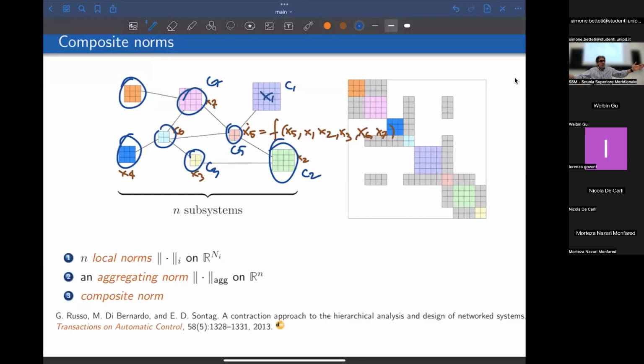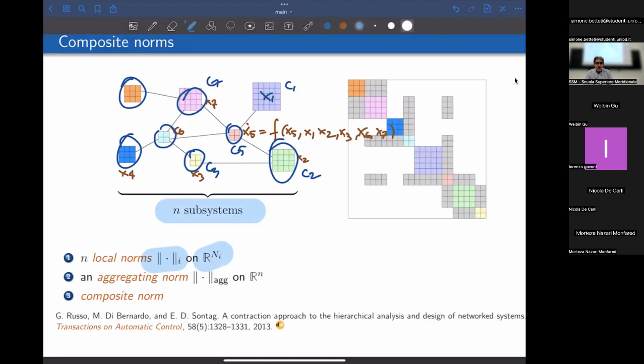Maybe the nodes are all more or less identical. Perfect, use the same norm if you want at each node. But in general, you may have different norms. So you may have n subsystems. Each subsystem takes value in R^{N_i}, so it has capital N sub i variables. And I have a norm sub i for the ith subsystem. Does that make sense? I have lowercase n subsystems.